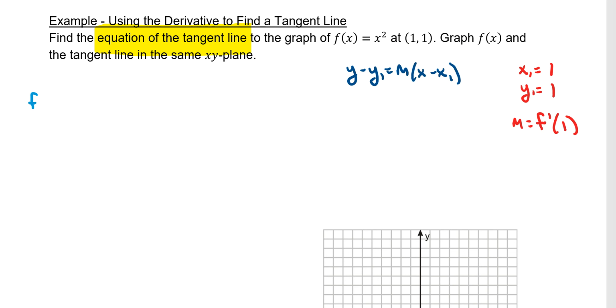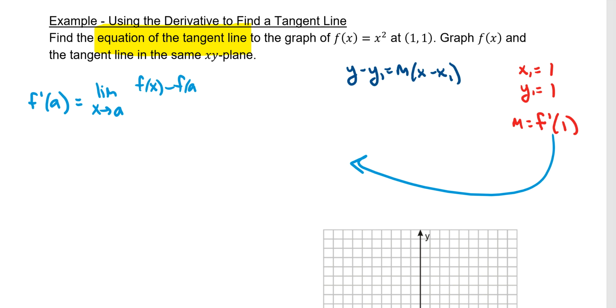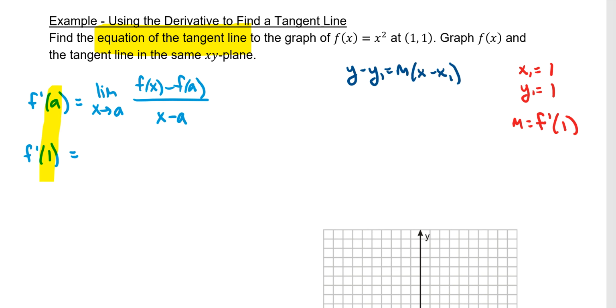So to find f prime of 1, this is what makes it a calculus-based question. We need to use that little definition. f prime of a is the limit as x approaches a of f of x minus f of a all over x minus a. And we're finding f prime of 1. So we're going to replace all of these a's with a 1. So we have the limit as x approaches 1 of, I'll do the denominator, x minus 1 first. And then for the numerator, f of x is the original function, which just so happens to be x squared again.